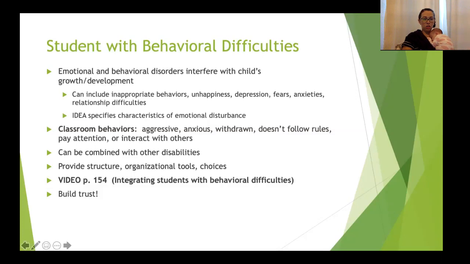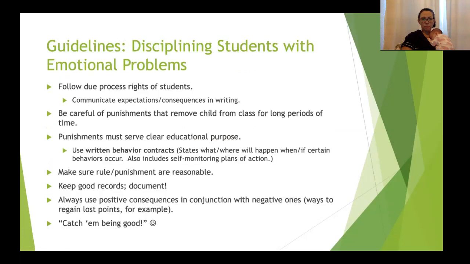I would highly encourage you to watch this video on page 154 of your MyLab e-text. Here's some ideas for disciplining students. And they talk about having a written behavior contract. That can be really helpful so that students know what's going to happen if they do this. Some other suggestions I have are be clear and be consistent. Say what you mean and mean what you say. Make sure you're going to follow through with what you're doing. Try not to have the consequences built on themselves.